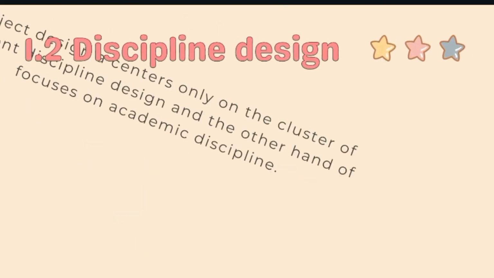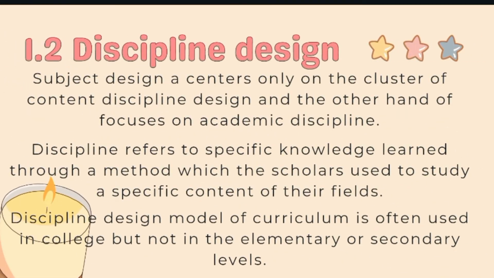Next is the discipline design. So, this curriculum design model is related to the subject design. However, while subject design centers only on the cluster of content, discipline design focuses on academic disciplines. So, what is discipline? So, discipline refers to the specific knowledge learned through a method which the scholars or the learners used to study a specific content of their fields.